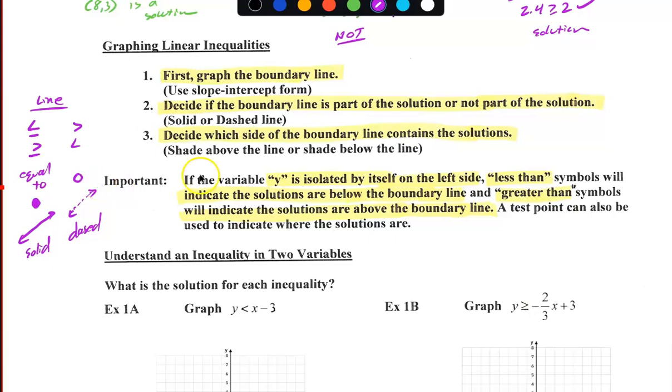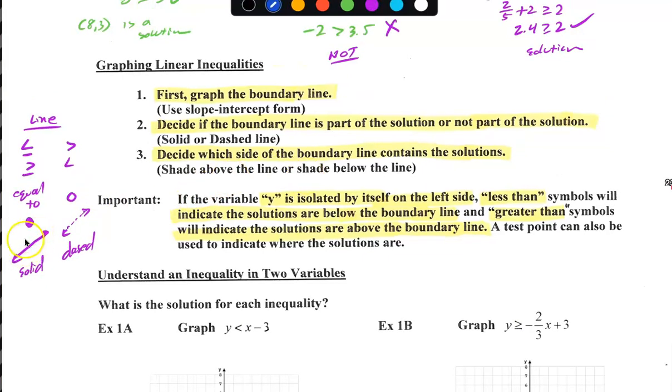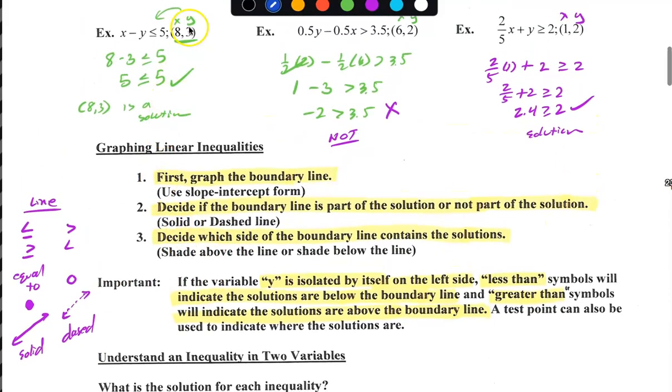After we do that, then we have to decide how we shade. So we can either shade above the line or below the line. So how do we decide? There's two ways. One way is you pick a point anywhere on the graph, and if it works, like if it's a true solution, then you shade that side. If it doesn't work, you shade the opposite. That's one way to do it.